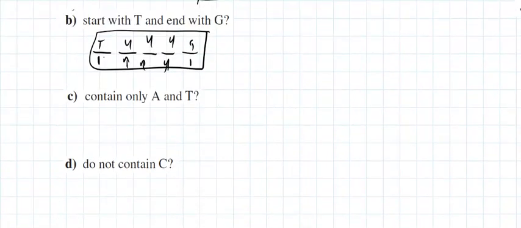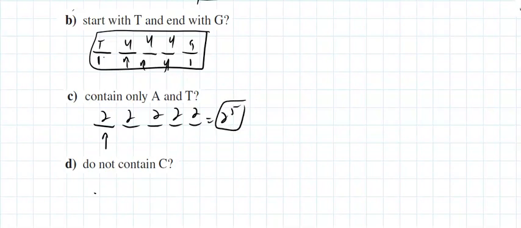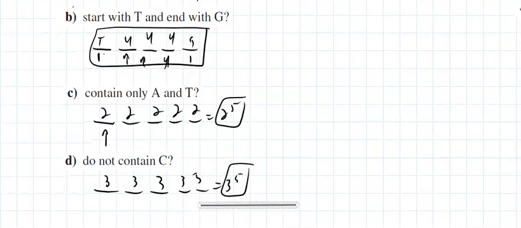Contains only A's and T's. Only A's and T's. How many choices? Well, A or a T, A or a T, A or a T, A or a T, A or a T. Do not contain a C. Well, we're going to take 1 out. That's 3 each. So that can be 3 to the 5th. When we do probability, this will make a lot more sense.